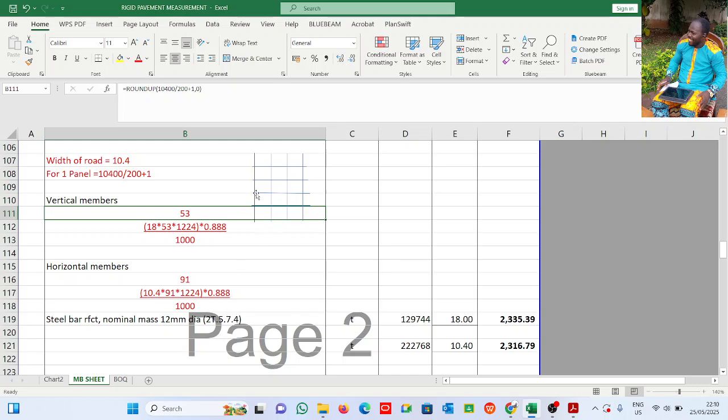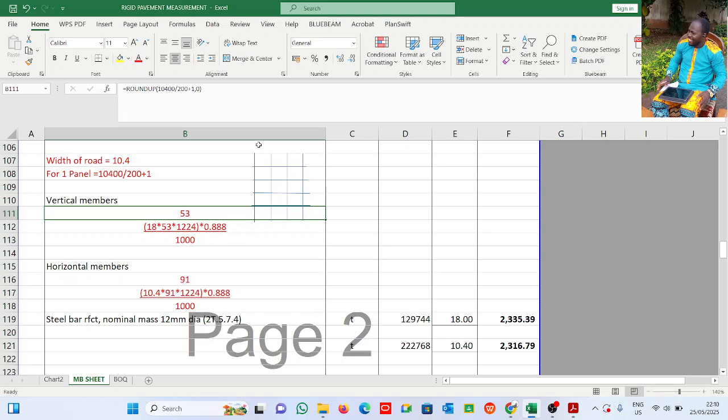You see these members, they are running towards the vertical members. Why this one? The vertical members are running towards the horizontal member. That is why you see. Now if I want to do the horizontal members for the vertical members, I have to divide with the vertical members to know how many horizontal members I'm going to have.